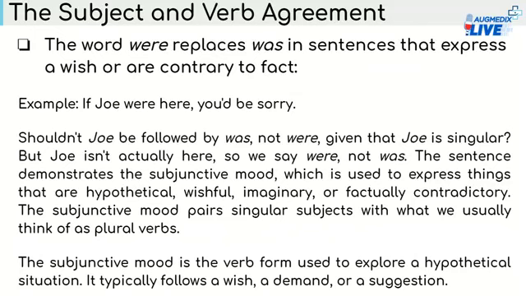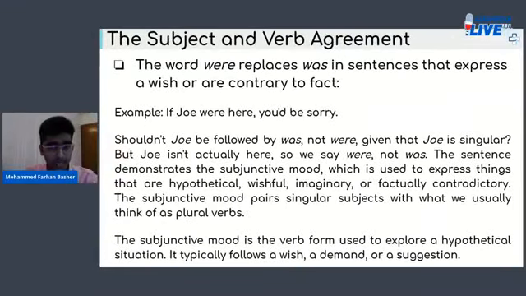And when do we exactly do so? Shouldn't Joe be followed by was, not were, given that Joe is singular? But Joe isn't actually here, so we say were, not was. The sentence demonstrates the subjunctive mood, which is used to express things that are hypothetical, wishful, imaginary, or factually contradictory. The subjunctive mood pairs singular subjects with what we usually think of as plural verbs. The subjunctive mood. Now, what is a subjunctive mood?